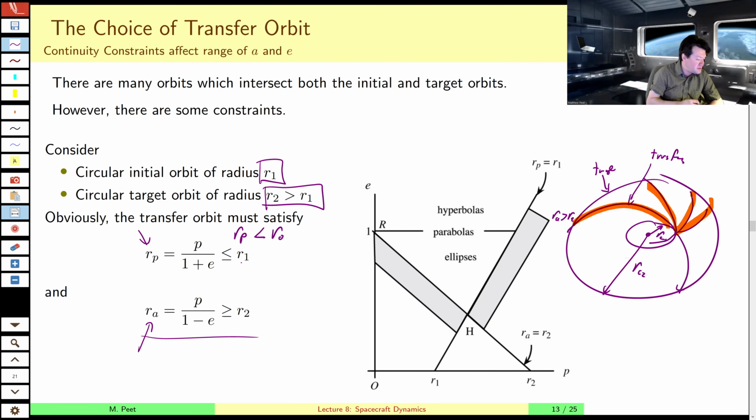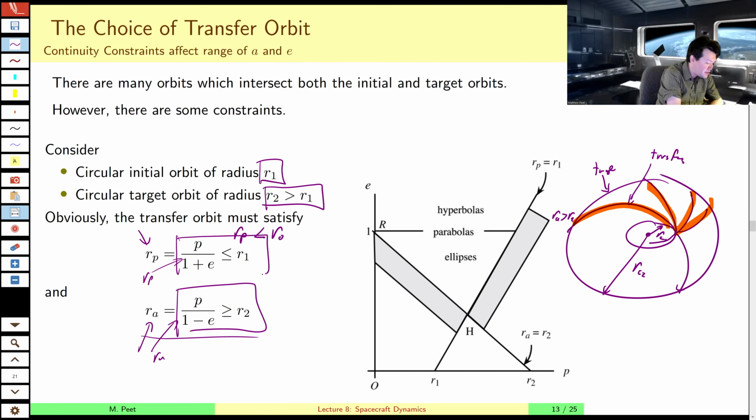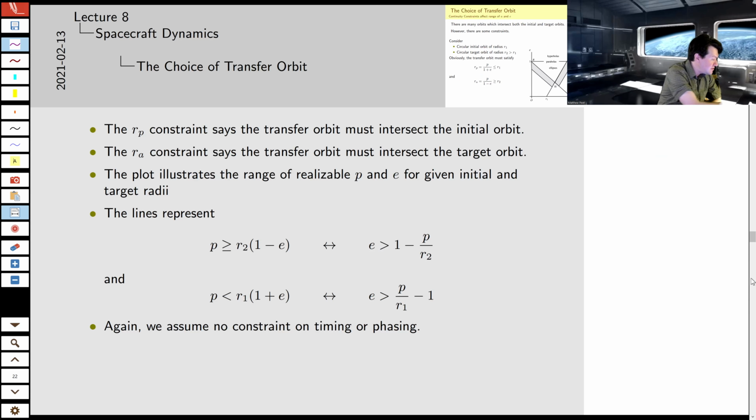And so given those two constraints, we can define two inequalities. If we just use our formula for periapse, and there's our formula for apoapse, that gives us two constraints on the orbital elements. Here we've defined the orbital elements in terms of P and E because it's a little bit easier to visualize. Since R1 and R2 are known, we can rewrite those constraints in this form here.